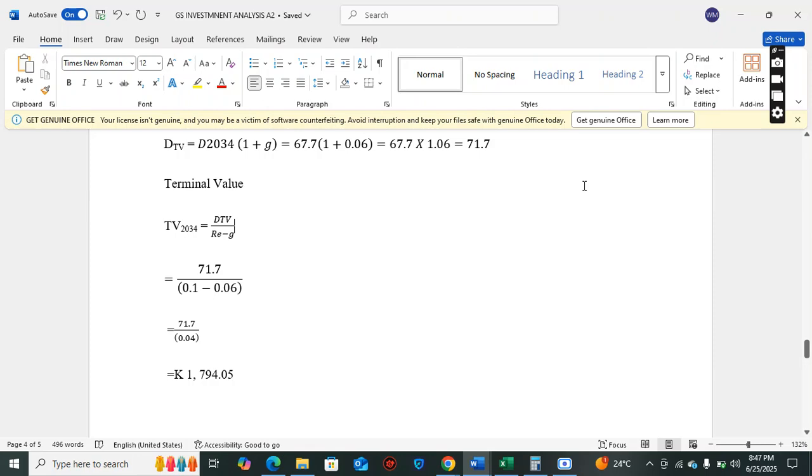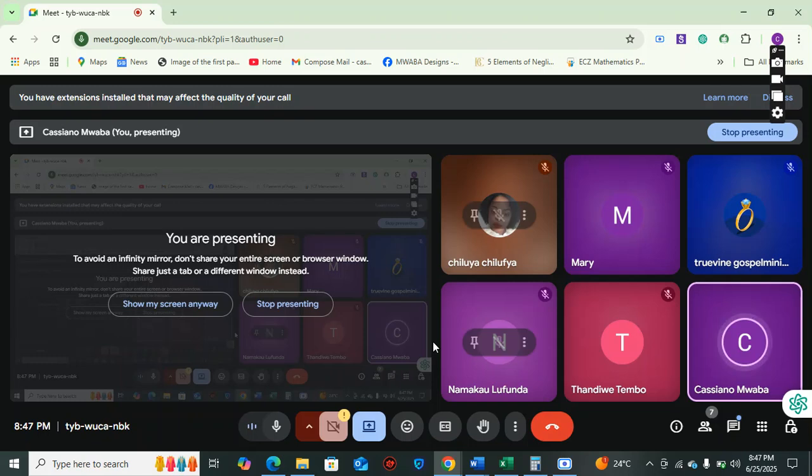Thank you very much, Madam Tandiwe. Let me just iron out your explanation, but at least I've seen you've also got some points there. So the terminal value is accounting for all the dividends after 2034. The dividends are going to continue forever, as long as the company stays. That's what we're assuming. So the terminal value is accounting for all those future dividends after 2034.